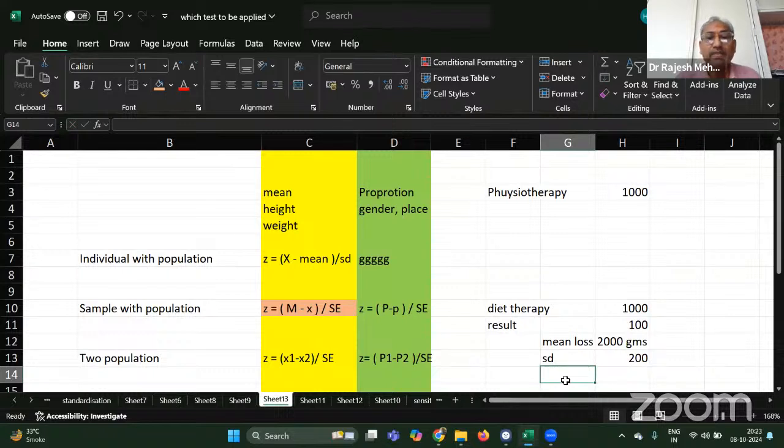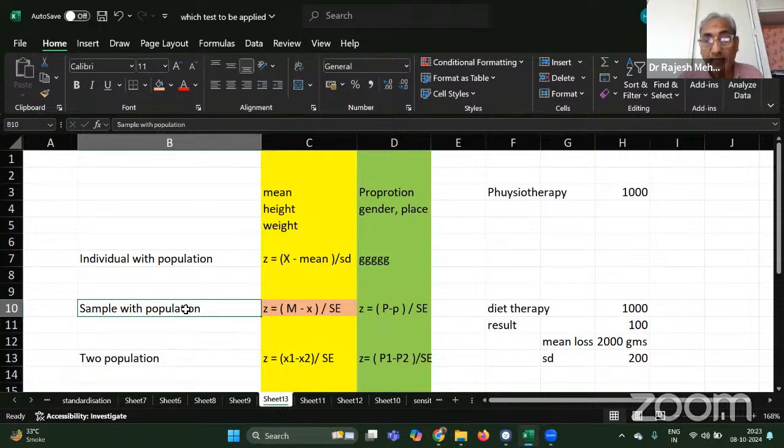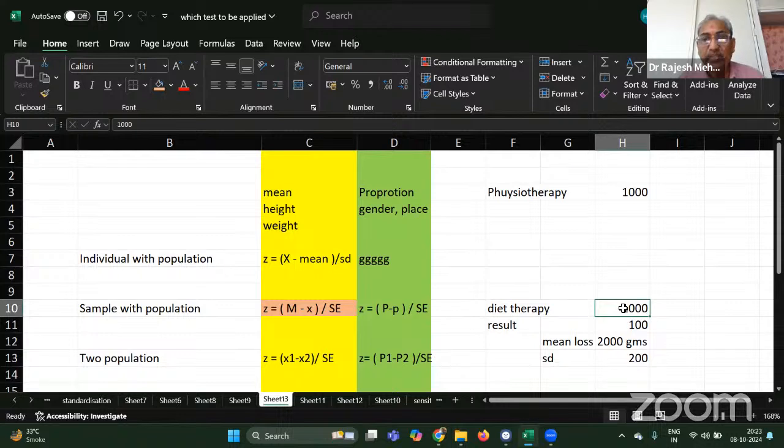Now, remember this. I want to find out, by comparing the sample with the population. My population is 1,000. Population of a diet therapy group is 1,000. I have taken a sample of 100 individuals. Those 100 individuals, their mean weight loss was 2,000 grams with a standard deviation of 200. Now I want to find out what would be the mean weight loss in the 1,000 population, based on this. That is my question.